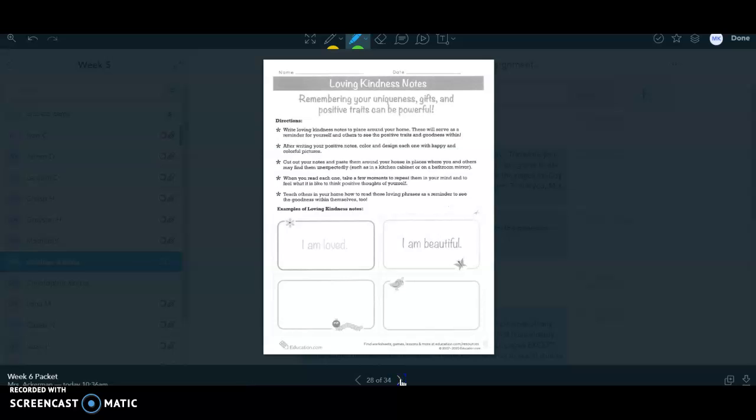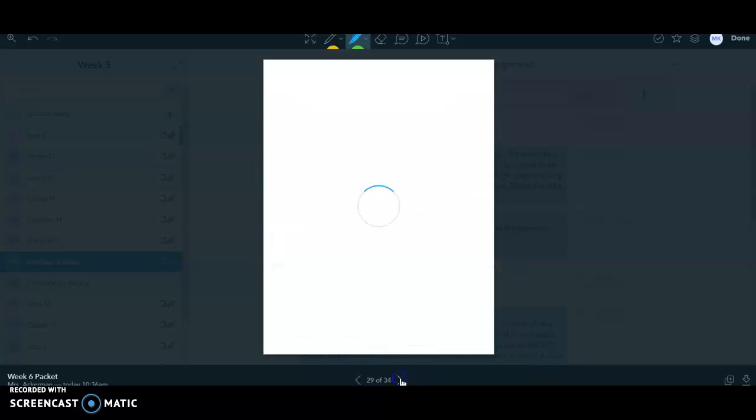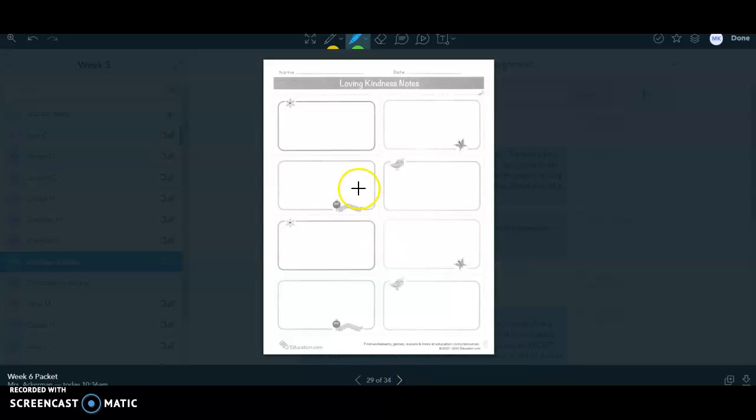Then for writing, you are going to write loving kindness notes to place around your home. I guess you're not going to be able to place these around your house, but you can write them over here, to remind yourself and others to see the positive traits and goodness within. Okay, so they have right here some examples of kindness. I am loved. I am beautiful. You can write 2 more on this first page, and then they also have 8 more on these next 2 pages.